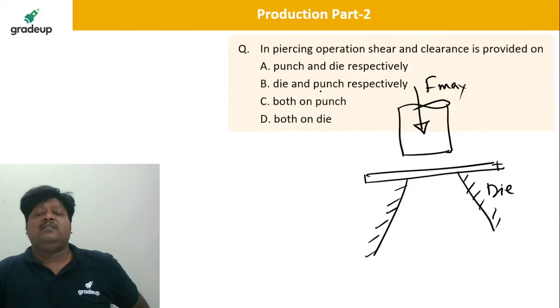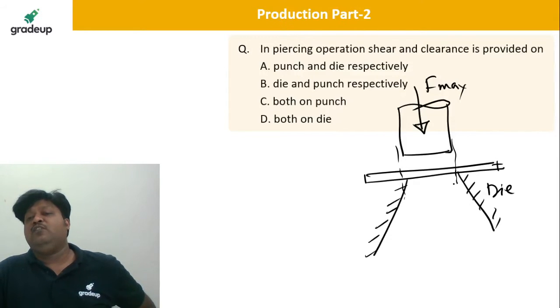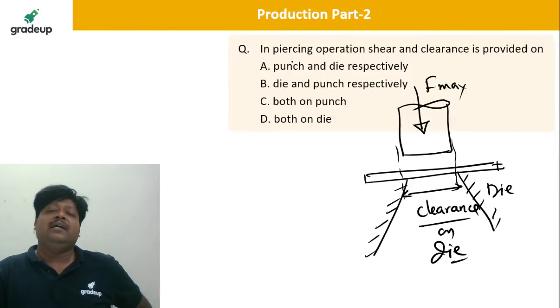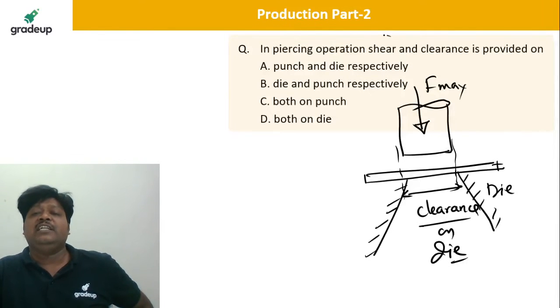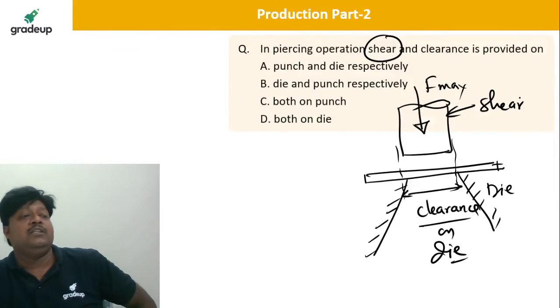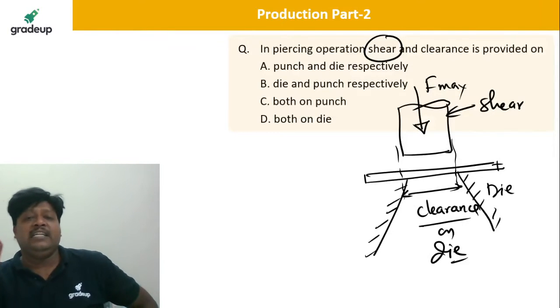So dear students, please remember, in the punch the clearance is provided on the die. So die is always larger than the punch. In the punching operation, the shear is always provided on the punch. So I hope: shear on the punch and clearance on the die.